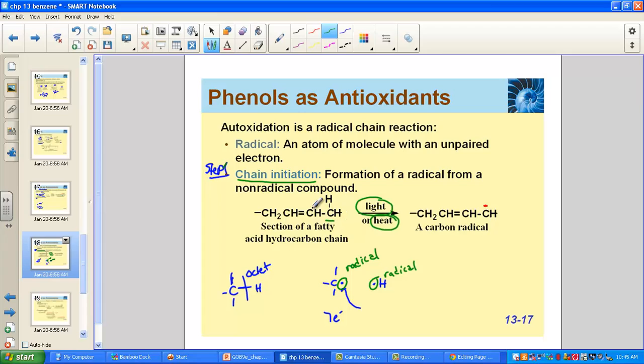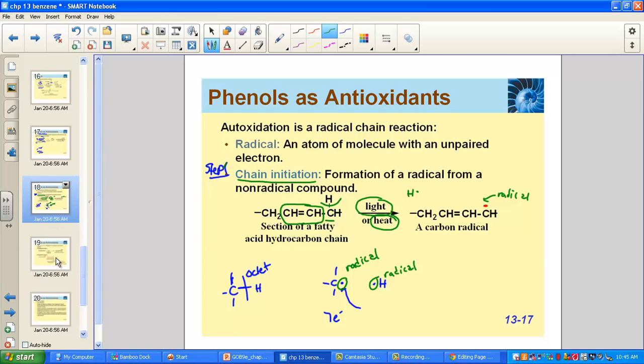The carbon immediately following the double bonded carbons from the alkene section of the fatty acid cleaves off the hydrogen. Notice here in our slide that unpaired electron is denoted as a red dot. This is the radical that's produced. We also now have a radical out there. It's not shown, but there's a radical of hydrogen out there from cleaving off this site. Step 1, when we initiate the chain reaction, it's called chain initiation, we form a radical from a non-radical compound. The non-radical compound is a long section of a fatty acid.